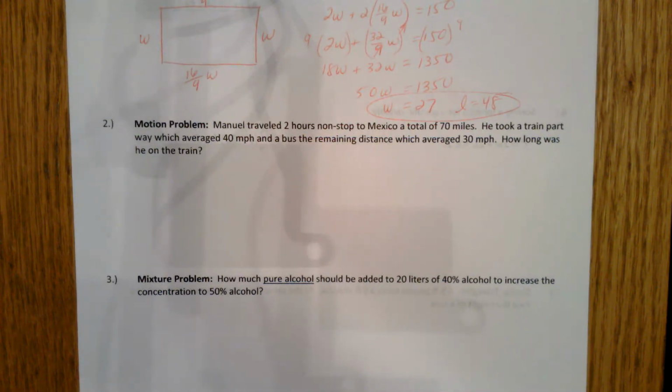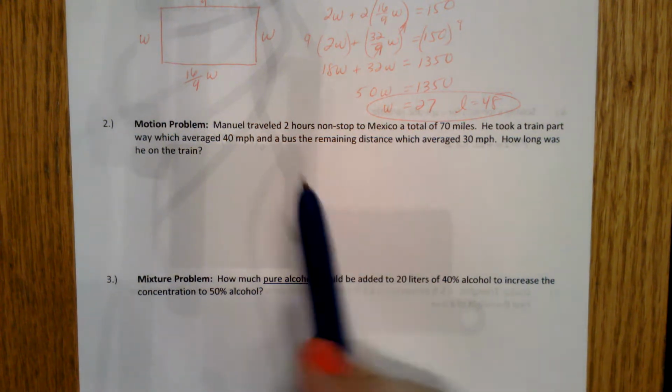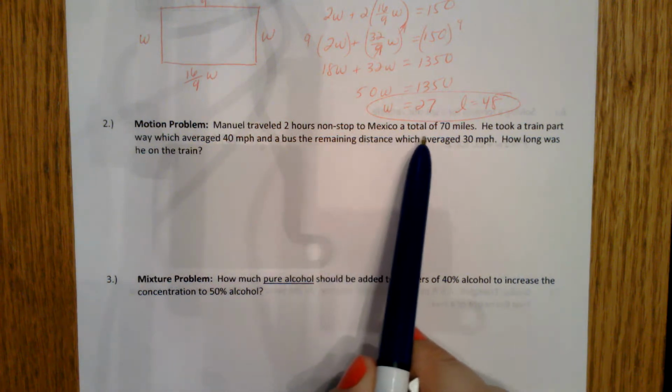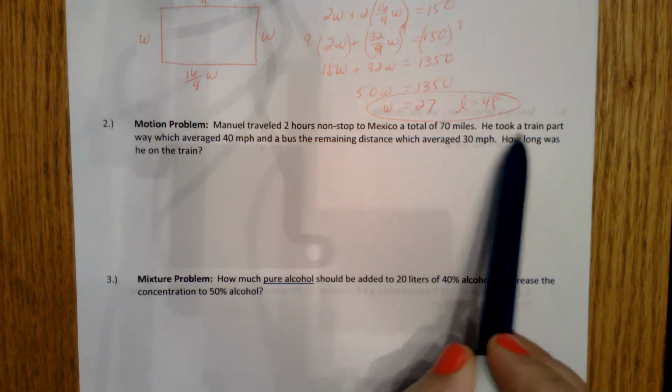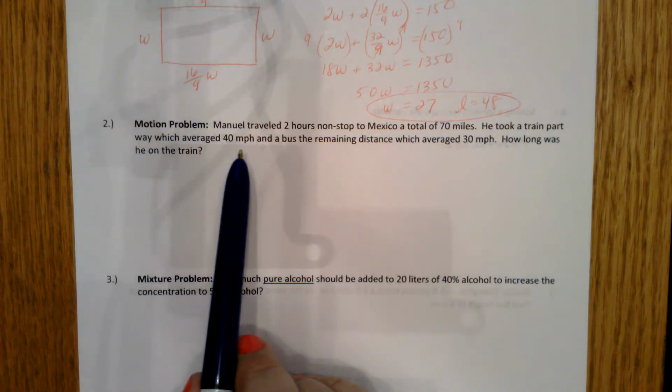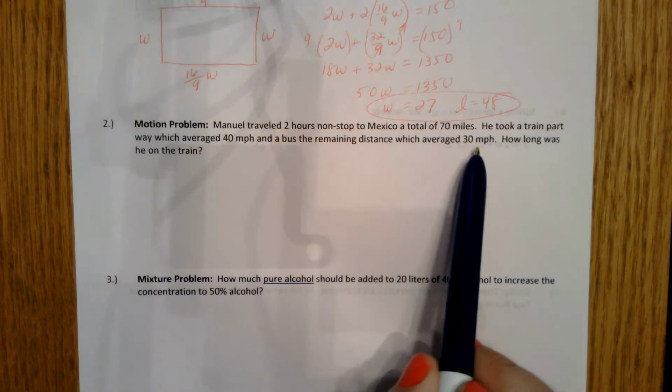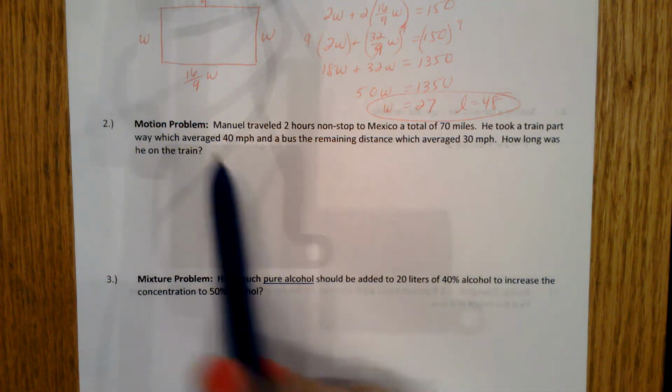All right, some motion problems. Ooh, these are so much fun. So I make charts for the rest of these problems here, motion and mixture problems, and I'll show you how to make this chart. Manuel traveled 2 hours nonstop to Mexico, a total of 70 miles. He took a train part way, which averaged 40 miles per hour, and a bus the remaining distance, which averaged 30 miles an hour. How long was he on the train?